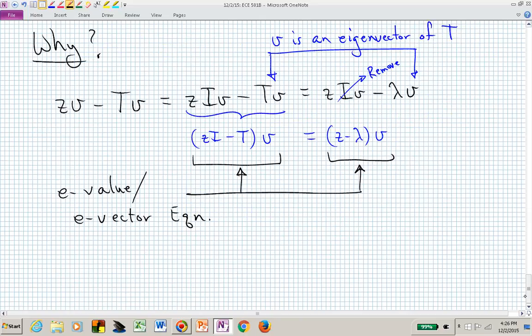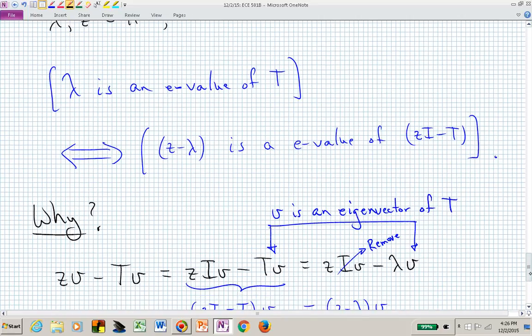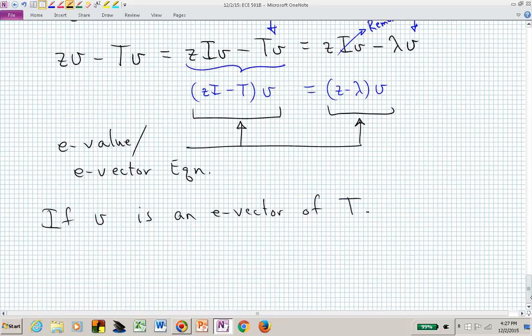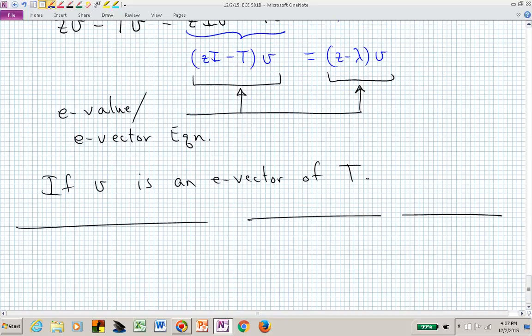And that's true as long as this vector v is an eigenvector of t. So now we've basically demonstrated that if lambda is an eigenvalue of the operator t, then z minus lambda is an eigenvalue of zI minus t. And what can we now say? Now we can use this fact to give us a strategy for computing this characteristic polynomial.